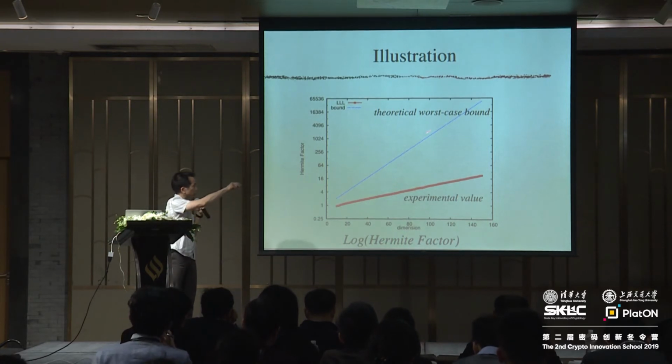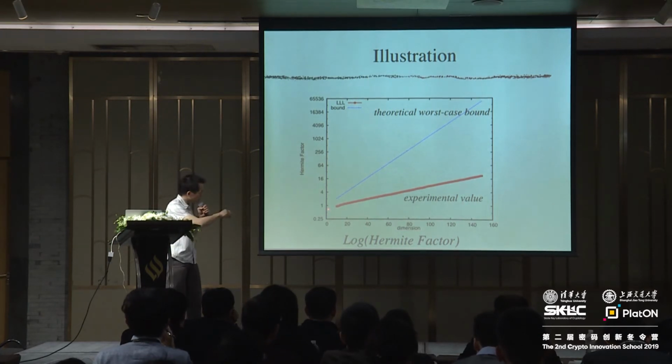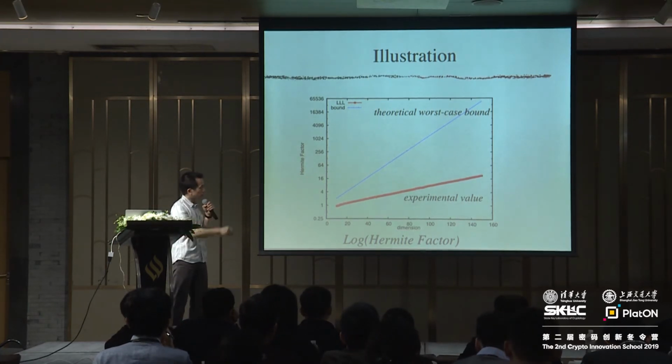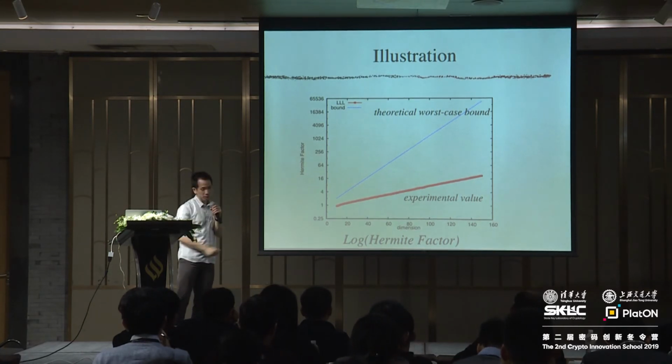This is the theoretical guarantee of LLL. So this should be exponential in the dimension. So you still get an exponential growth, but with a different constant. So you can see the gap phenomenon.